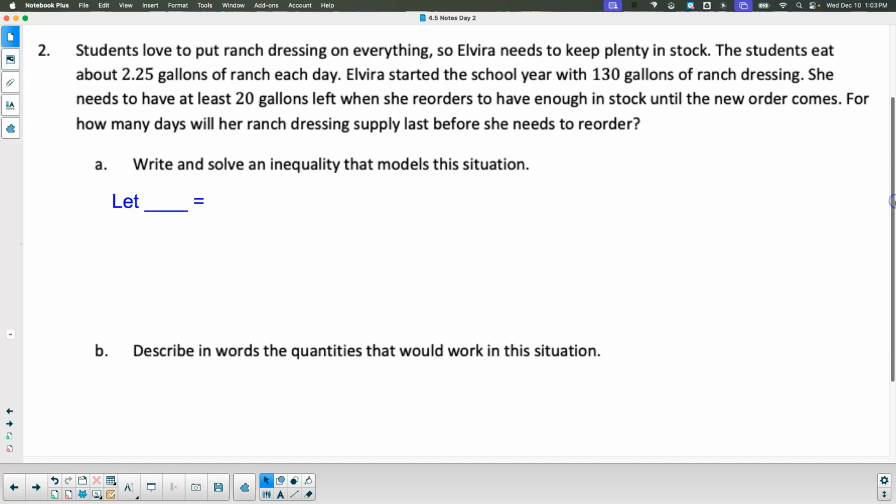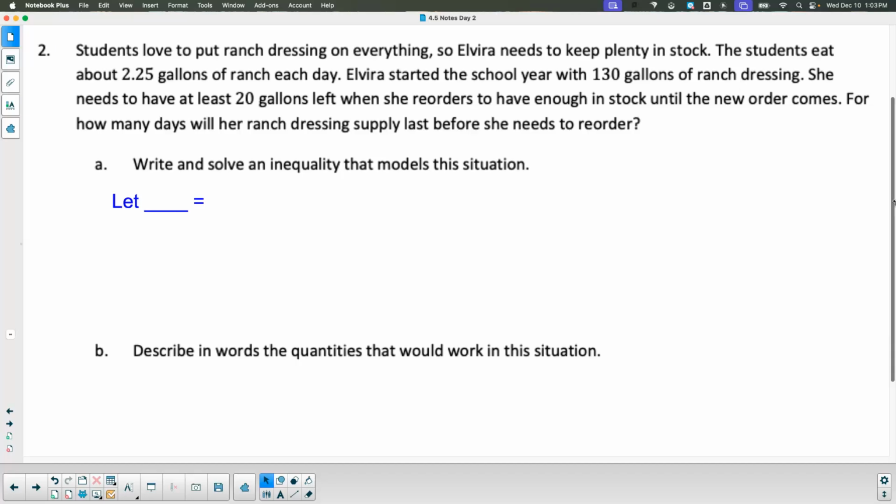Students love to put ranch dressing on everything, so Elvira needs to keep plenty in stock. The students eat about 2.25 gallons of ranch each day. That's a lot of ranch. Elvira started the school year with 130 gallons of ranch dressing. She needs to have at least 20 gallons left when she reorders to have enough in stock until the new order comes. For how many days will her ranch dressing supply last before she needs to reorder?